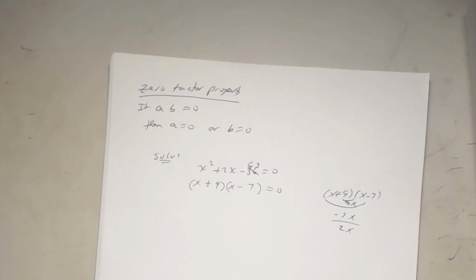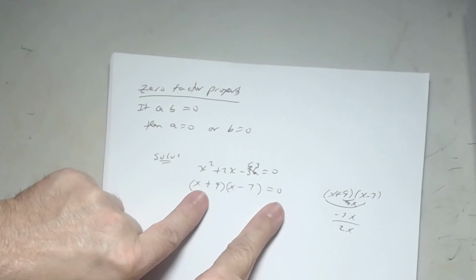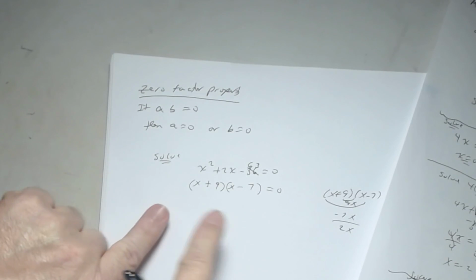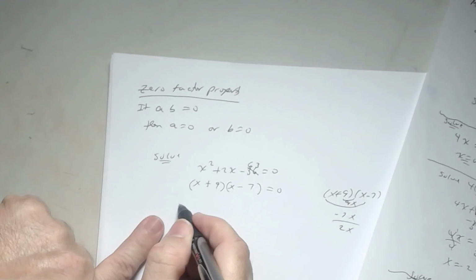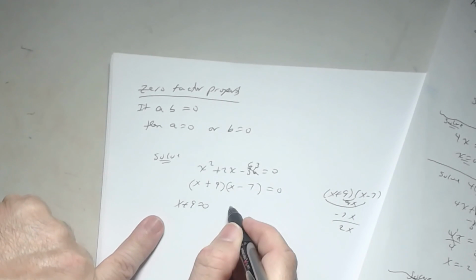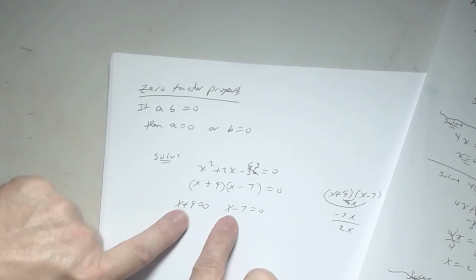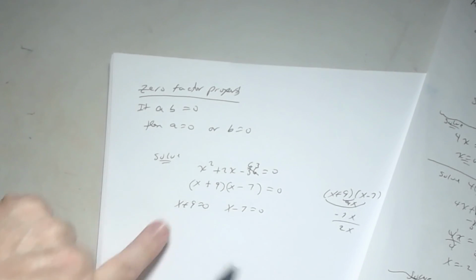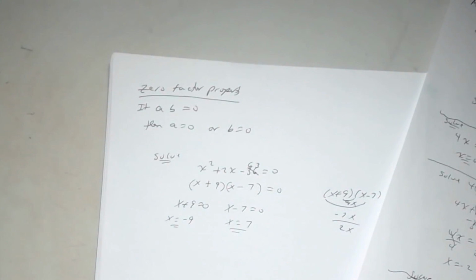Okay, so now I have two factors whose product is 0. According to the zero factor property, I'm going to set each one equal to 0. So x plus 9 equals 0, and x minus 7 equals 0. Notice I went from a quadratic to two, what kind of equation are these? Linear. So what's x here? Negative 9. And x here? Positive 7. So those are your two solutions.